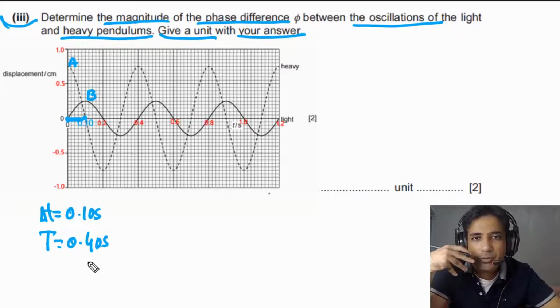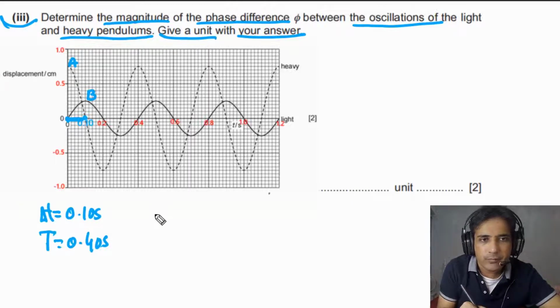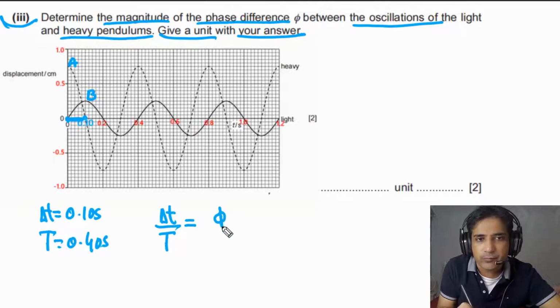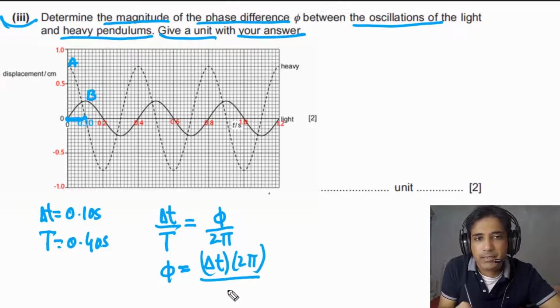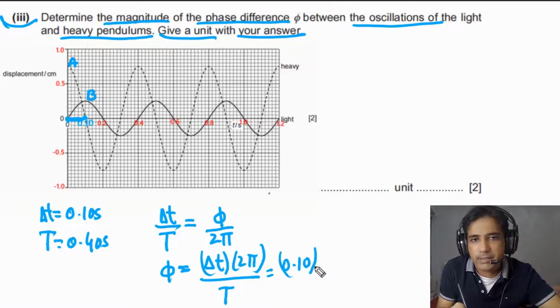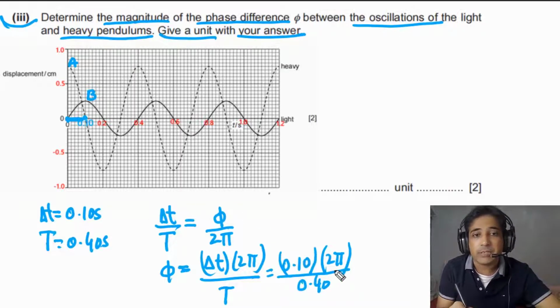Now we need to use ratio method and we can find the phase difference. The ratio between time difference over time period is the same as the ratio between phase difference and 2 pi. So phase difference will be equal to delta T times 2 pi divided by time period. Delta T in this case is equal to 0.10 seconds, and here we have 2 pi, divided by time period. These 2 waves have the same time period.